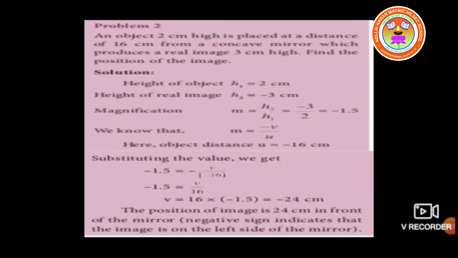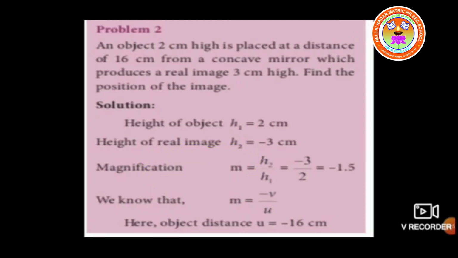To calculate the position, we need to take the value of v. So here, what is the value of the magnification? m is equal to another formula, minus v divided by u. You know the value of u, that is minus 16 centimeter. You know the value of m. It is substituted in this equation, and we will get the value of v.